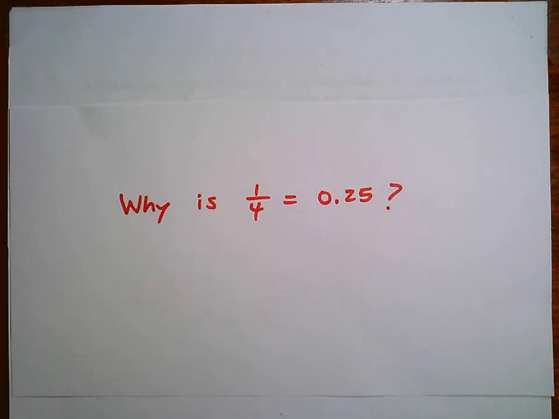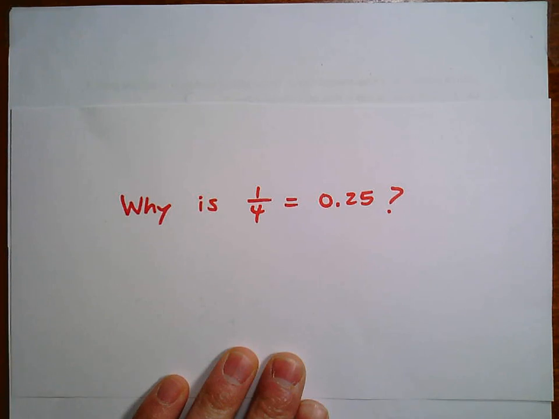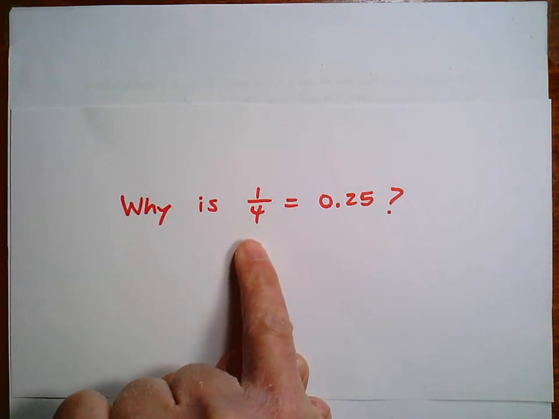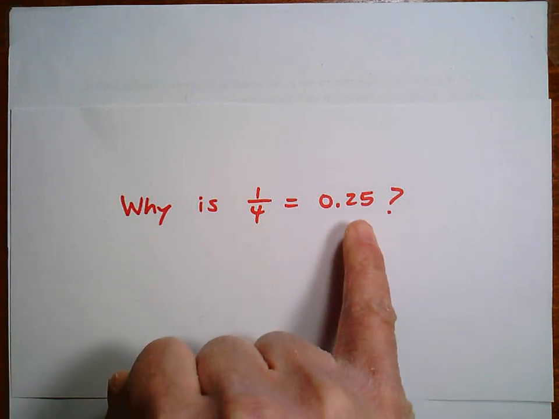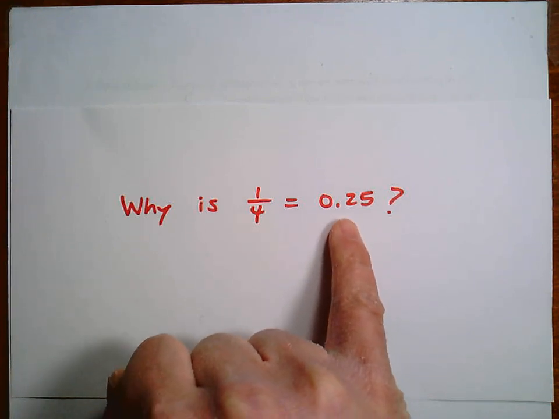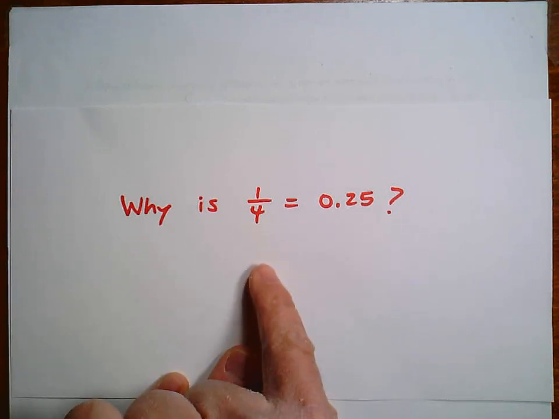Hello, I'm going to do a short video here answering this question. Why is 1/4 equal to 0.25 or 25 hundredths? This is a common question from kids and adolescents. They'll look at this and see a 1 and a 4, and they'll look over here and say, wow, this has a 2 and a 5. How are these even connected?